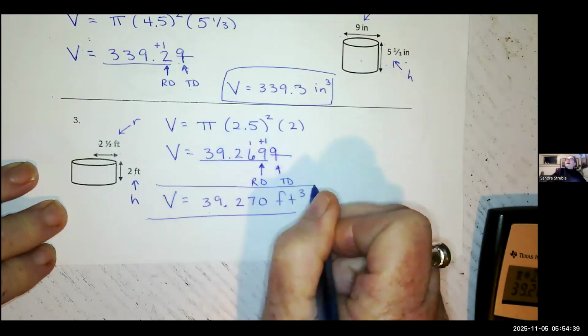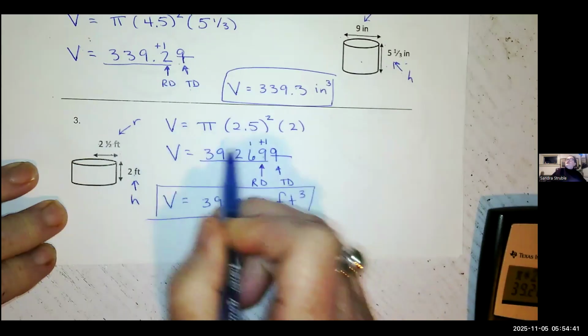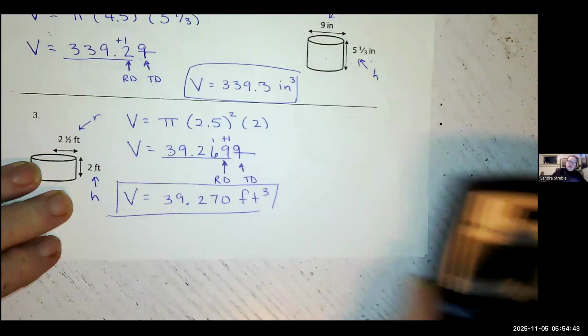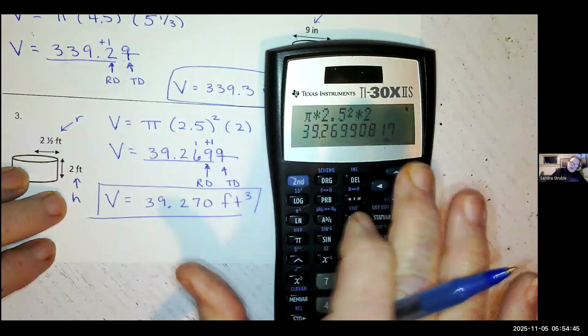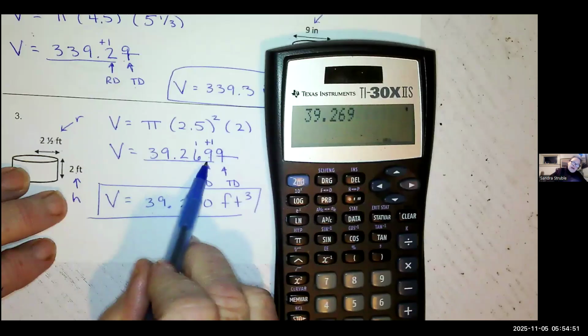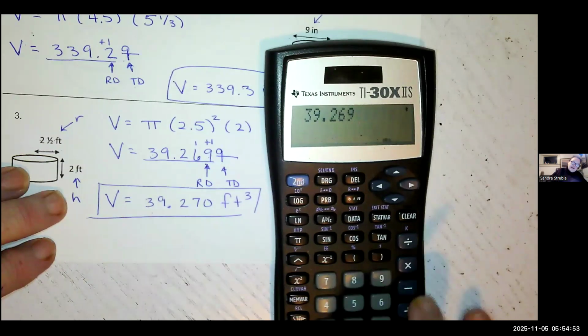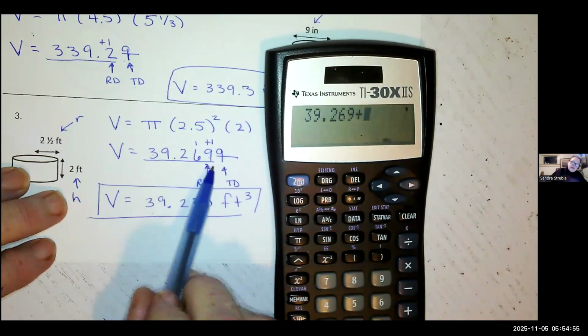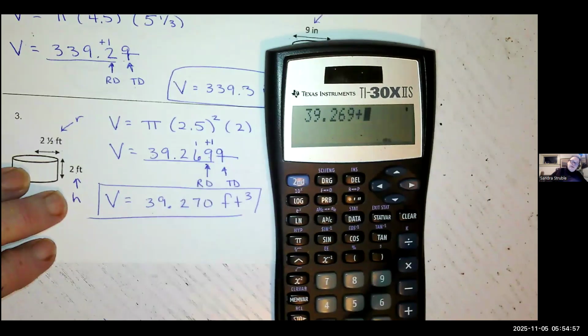If you're going to put this in the calculator, which is totally fine, you have to clear it. 39.269, because that's the part that we're taking it up to. And then plus, because you're adding the 1, but on the third decimal place, so 0.001. And there you get the same thing, 39.27. Okay.